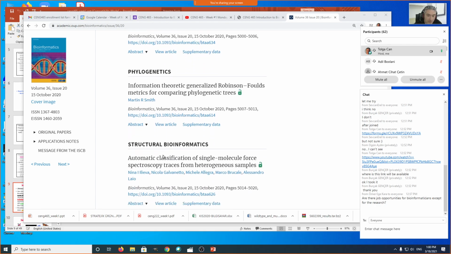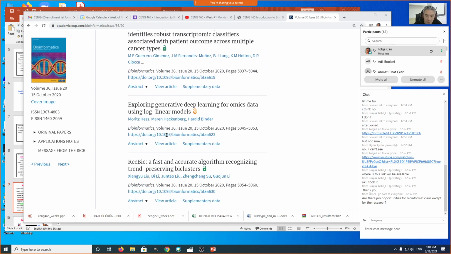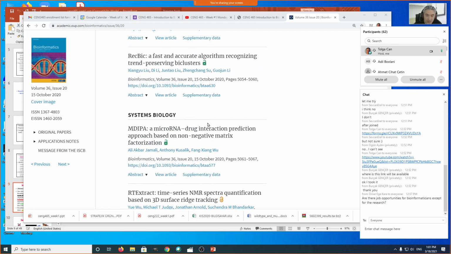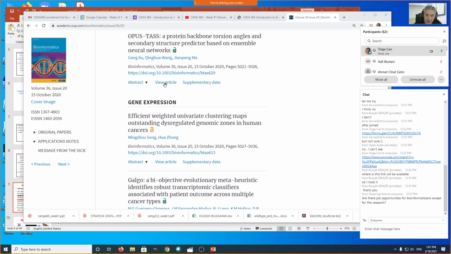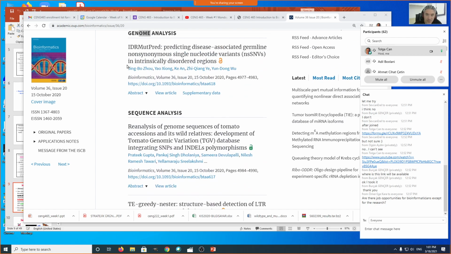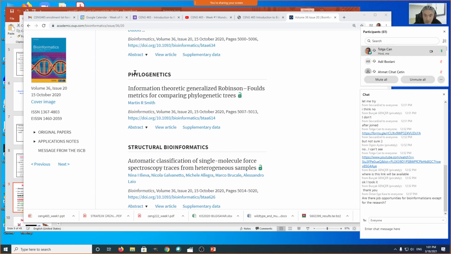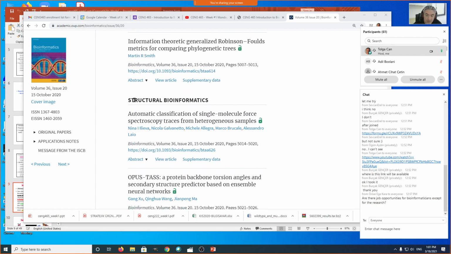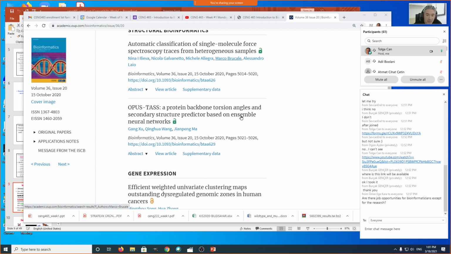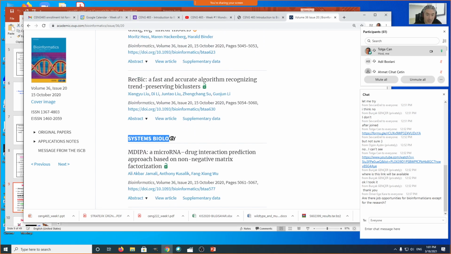There is structural bioinformatics. So look at these sections: structural bioinformatics, gene expression, or systems biology. Actually, these titles also nicely tell how this course is organized, starting with sequence analysis in the first weeks, and then we're going to talk about phylogeny analysis, structural bioinformatics, and then gene expression analysis, and then systems biology. Systems biology has graphical data, relationships between these different entities.